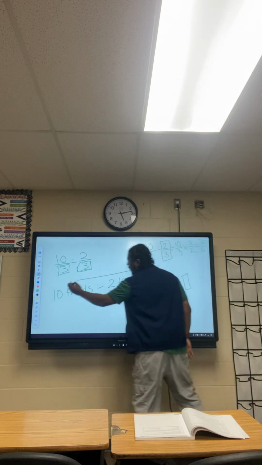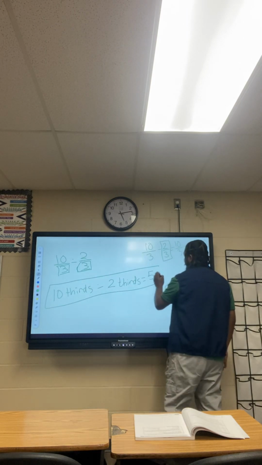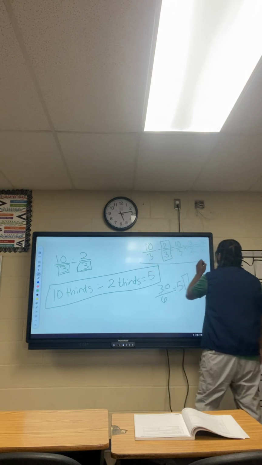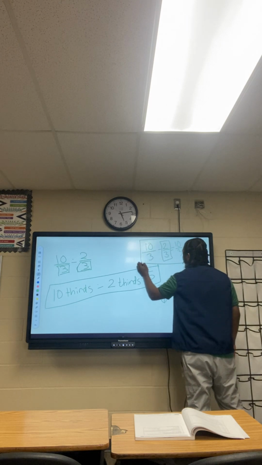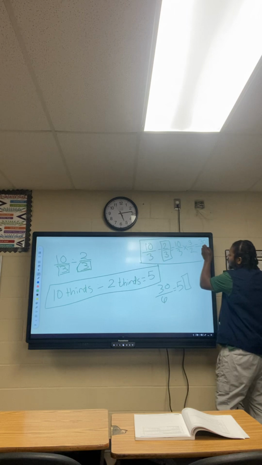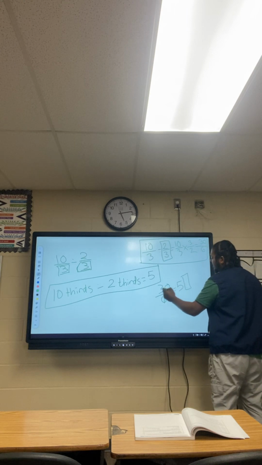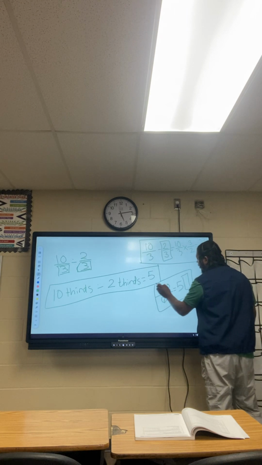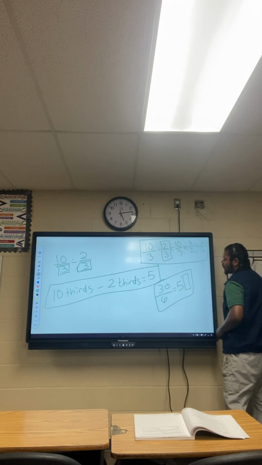So this is what I'm looking for on the homework: your algorithm. Then if you have an improper fraction, which we did here, you need to change it to a mixed number or find the whole number, okay?